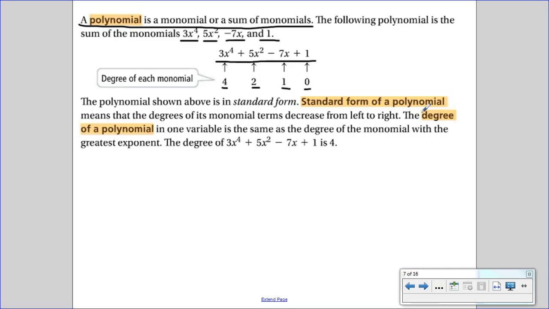Okay. The degree of a polynomial. The degree is the same as the degree of the monomial with the greatest exponent. So which monomial has the highest exponent in here? Well, it's x to the 4th. And so the degree of the polynomial is 4.